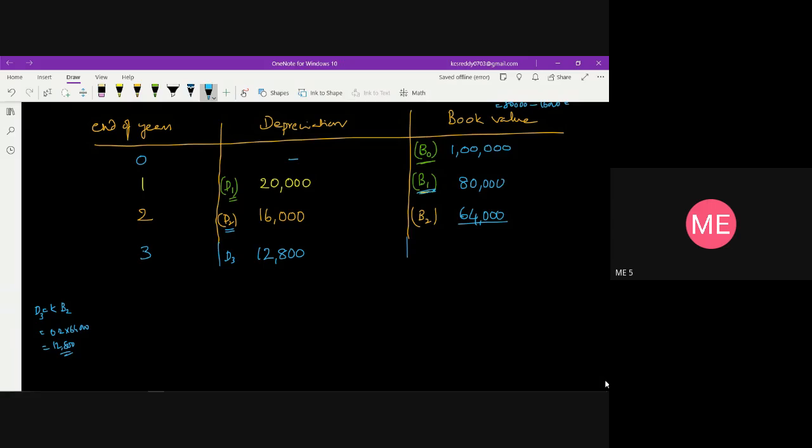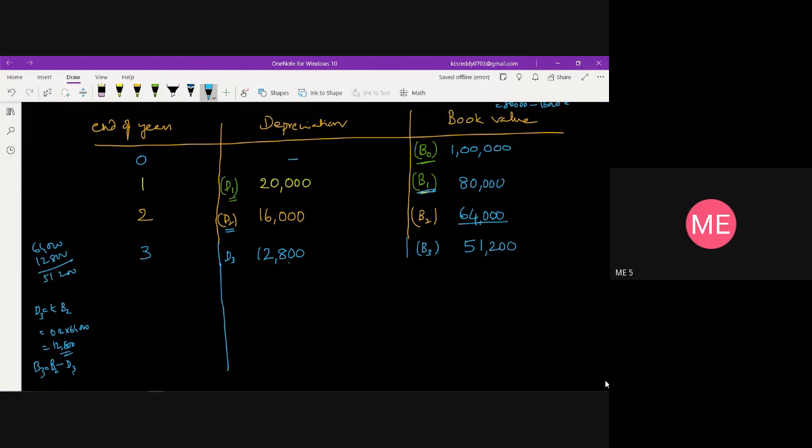Now B3, if I want to find it, is nothing but B2 minus D3. That is the book value at the end of the second year minus the depreciation at the end of the third year. 64,000 minus 12,800 gives 51,200. So this is the book value at the end of the third year.